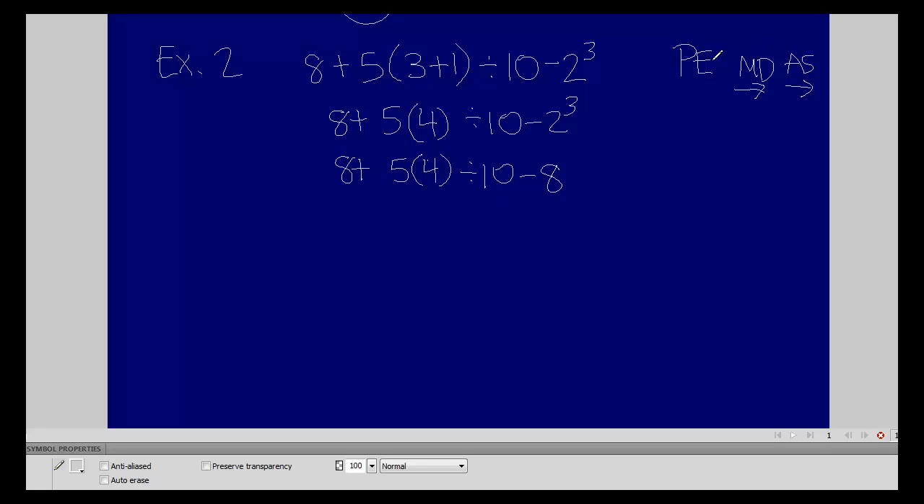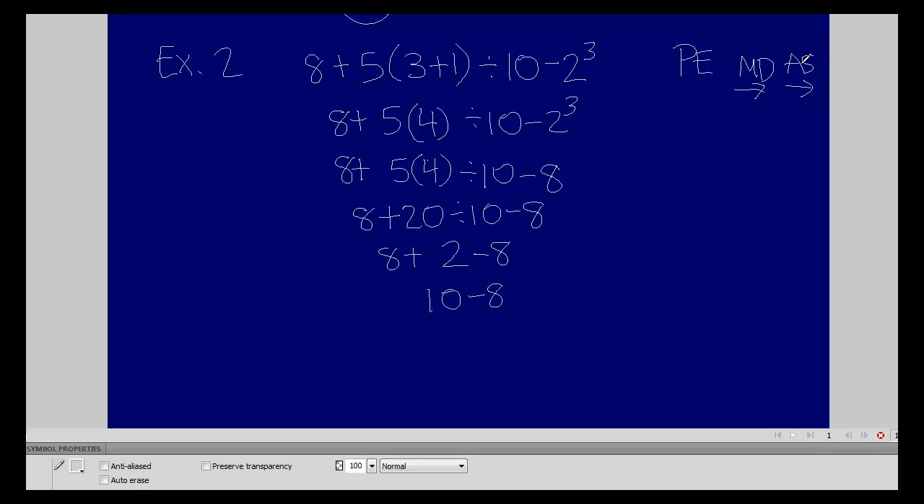Okay, now we're going to do multiplication and division. I look here and I see multiplication and division, so I need to do the multiplication first because we're moving from left to right. And so I say 5 times 4 is 20. So now we'll drop everything else down. And now I do my division. 20 divided by 10 is 2. Again, we drop it all down. 8 plus 2 is 10.